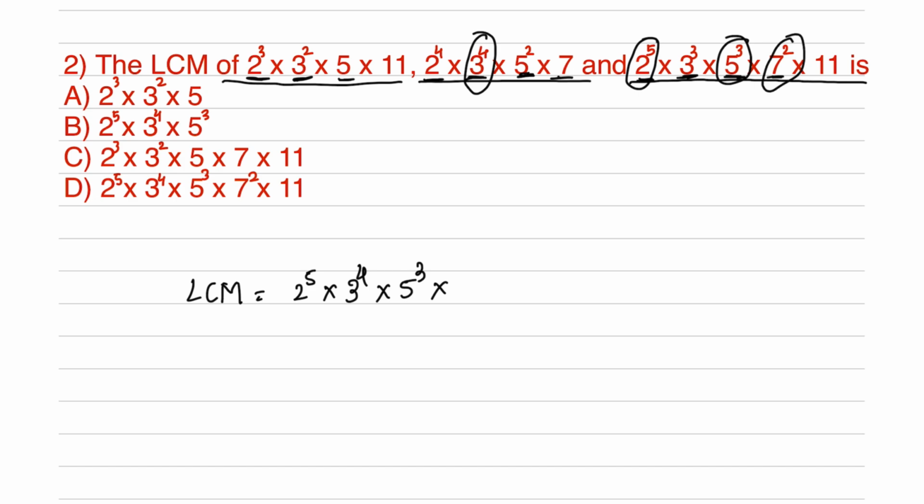This is the highest, take this, 7 to the power 2 into, here 11 is there, here 11 is there, here 11 is not there. Take the 11 as it is. So the answer is option D. So always LCM will be the highest powers of all the factors.